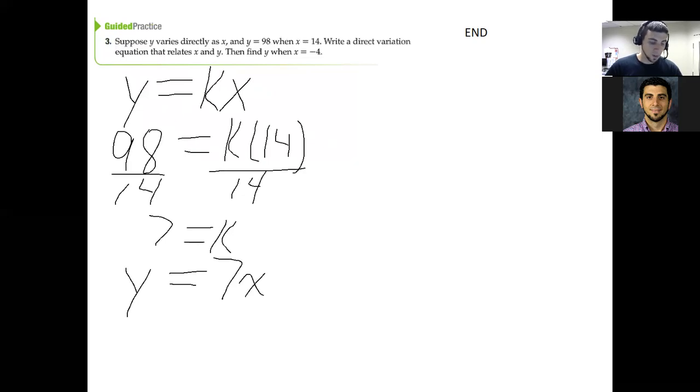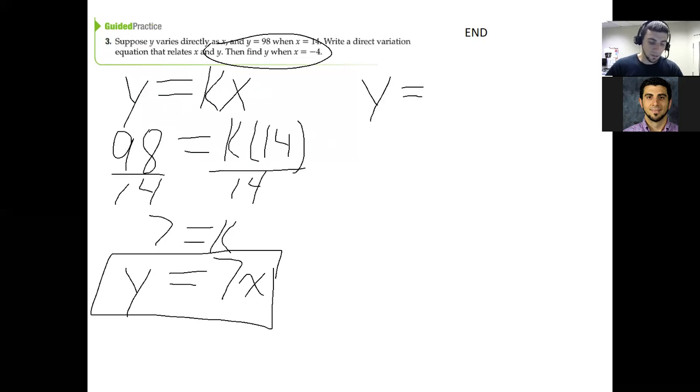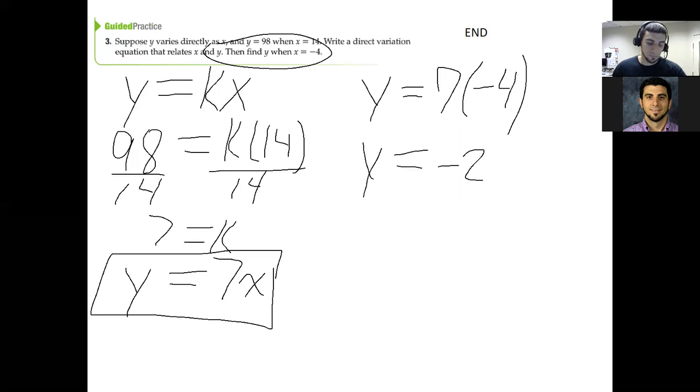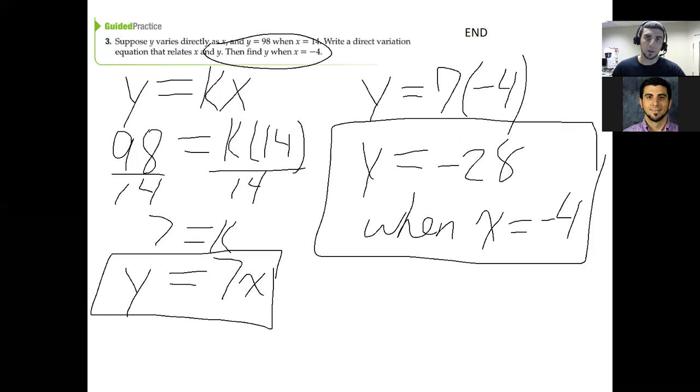That's the equation. Then I want to find y when x is negative 4. So y equals 7 times negative 4. Be careful that you pay close attention to what they give you. Sometimes they give you x and ask for y. Sometimes they give you y and ask for x. So just be aware of what's going on there. So y equals negative 28 when x equals negative 4. Okay? So they actually asked for two things. It asked for the direct variation equation under the given circumstances, and then it asked for the value of y when x is negative 4.